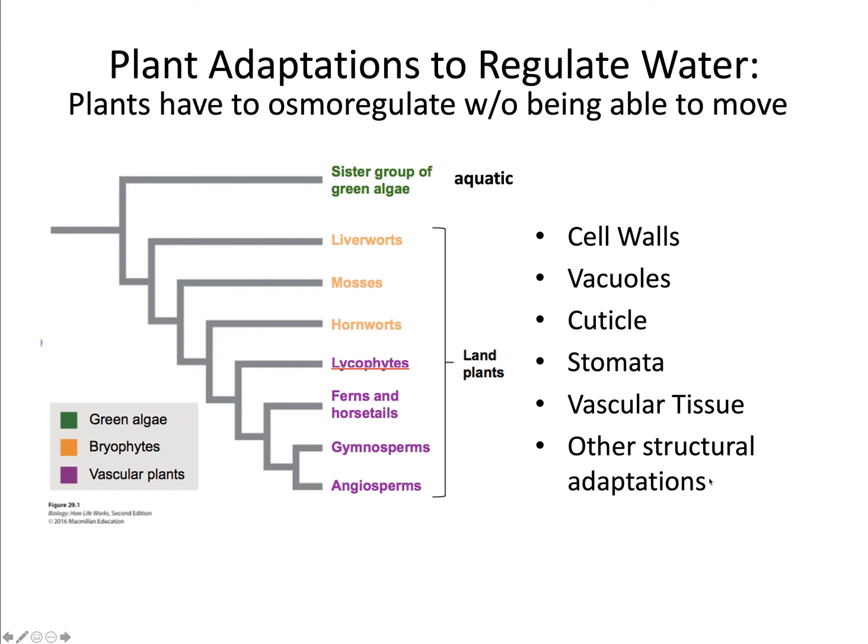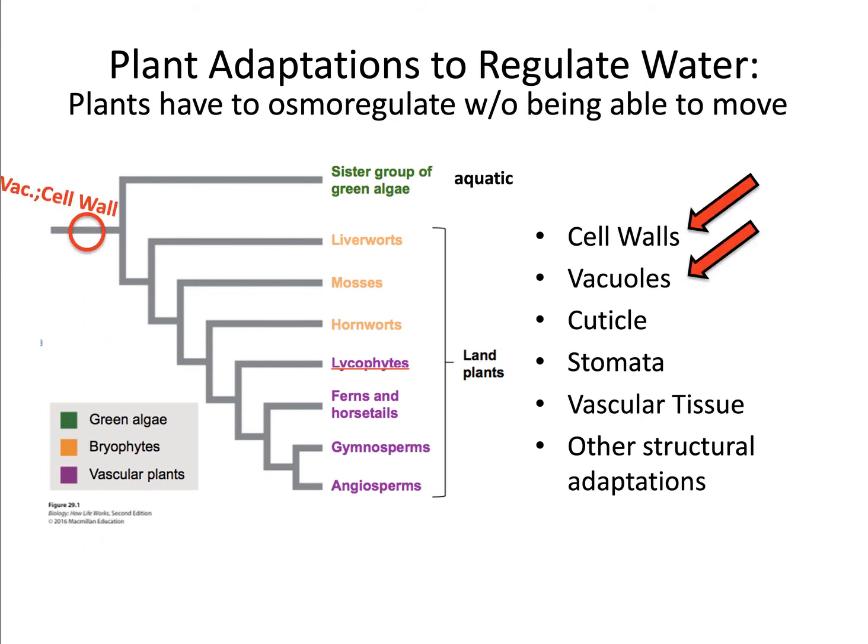And these are the major adaptations that we'll be covering. We'll be talking about cell walls, vacuoles, a cuticle, stomata, vascular tissue, and some other specific structural adaptations that plants have to be able to regulate their water and salt content and osmoregulate.